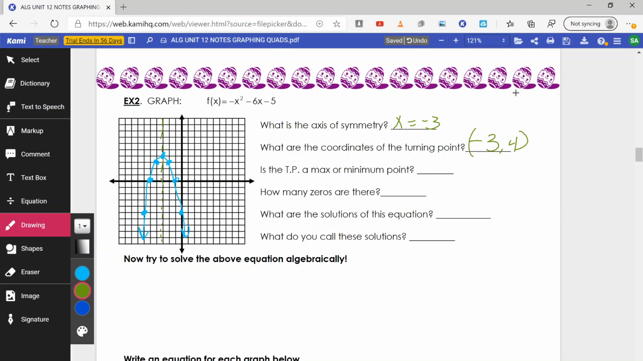Do we have a maximum or a minimum? Well, is it the highest point for a maximum or is it the lowest point for a minimum? I see it's the highest point, so we have a maximum. How many zeros are there? Well, again, how many times do I cross the x-axis? Once, twice.